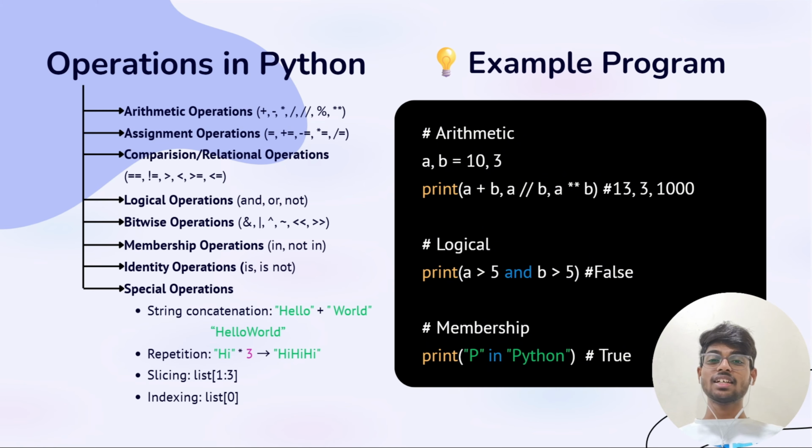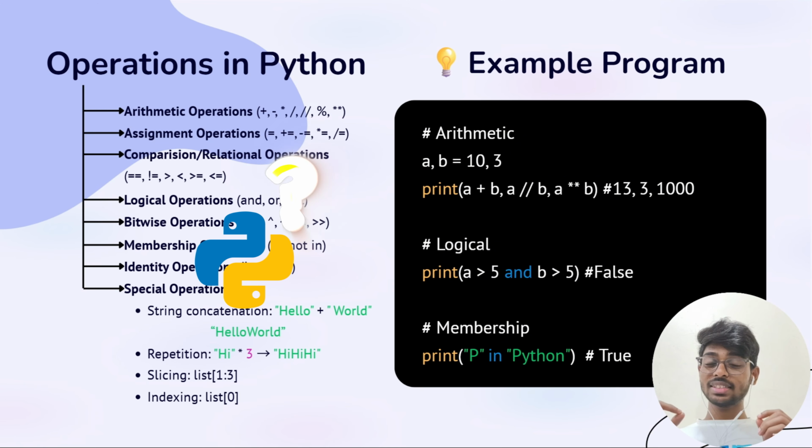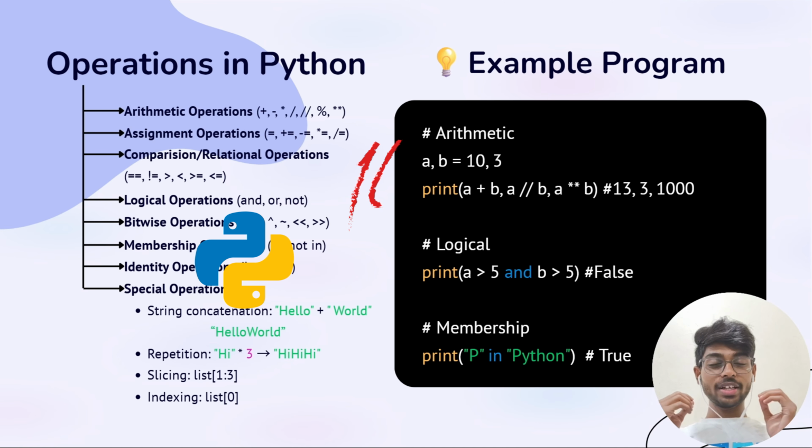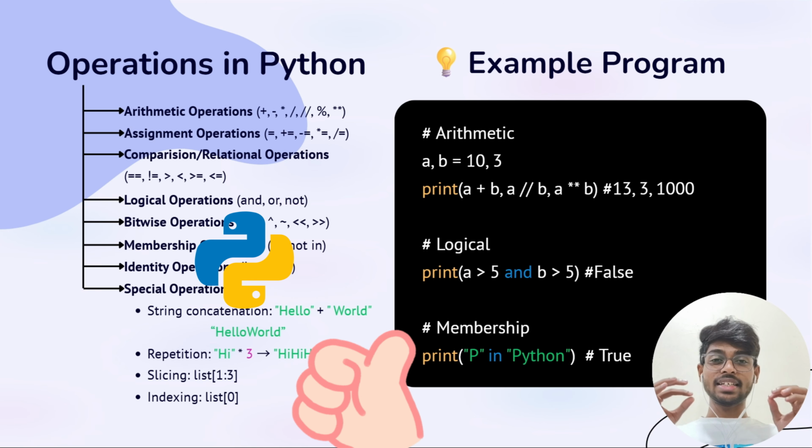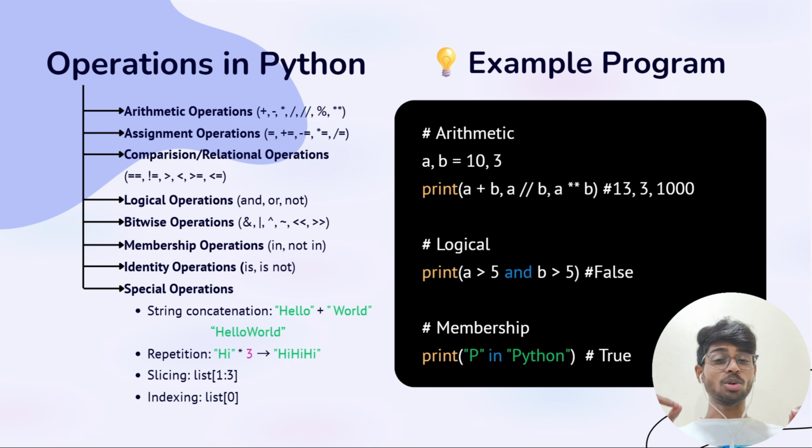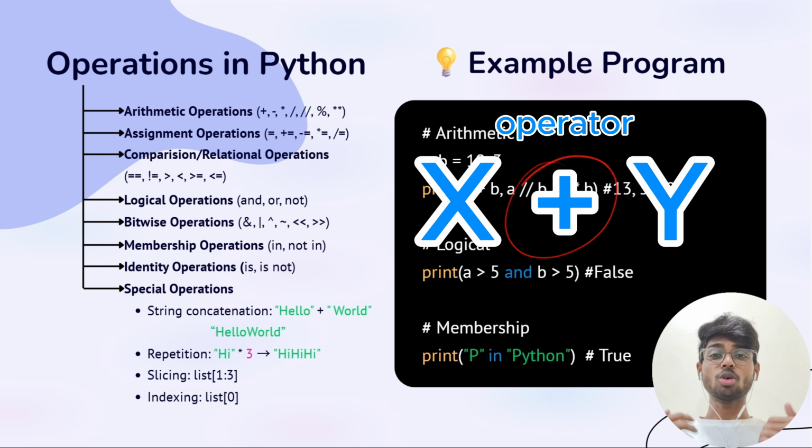Today let us understand operations. Think operations as how Python thinks and interacts with data. Every calculation, comparison, and decision starts here. So it is very much important to understand what operators actually are. Operators are symbols or keywords that tell Python to perform a specific task on one or more operands.